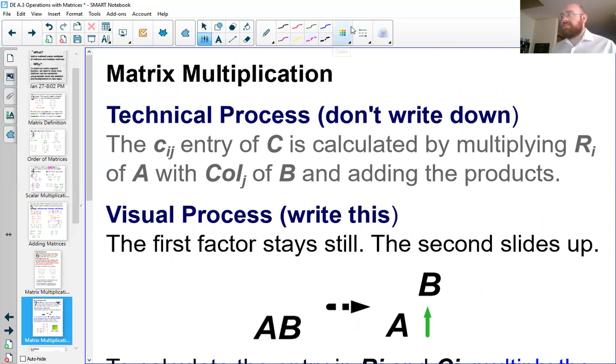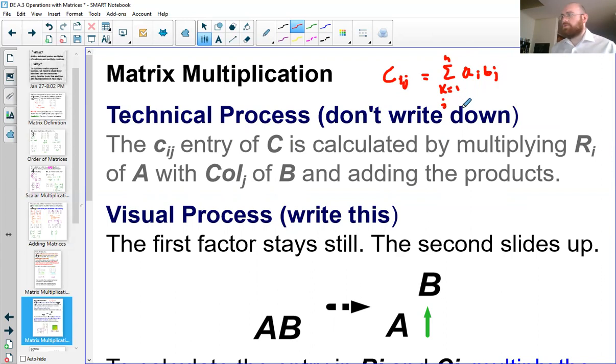What you will often see written out in textbooks is that Cij is equal to the sum of k equals 1 to n of a i and b j.